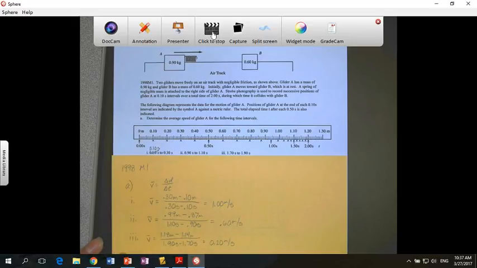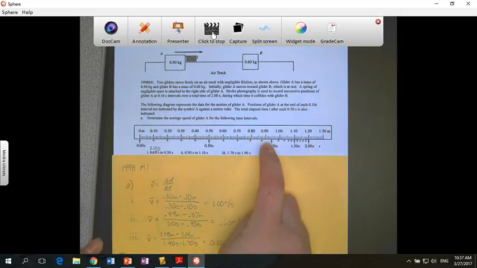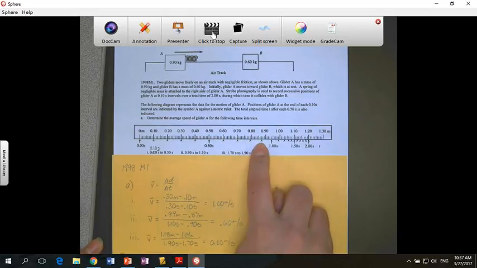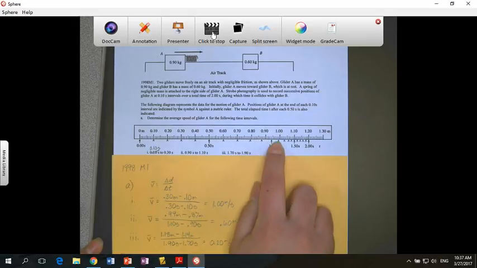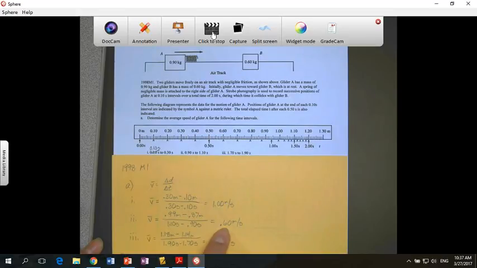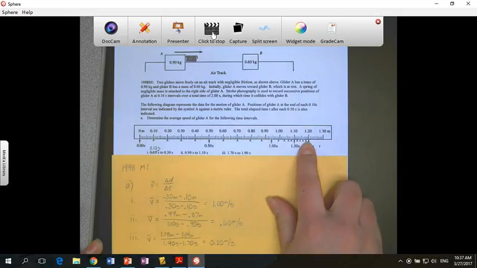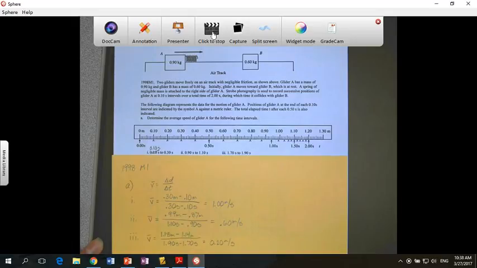For part 2, same idea. At 0.9 seconds, we are at 0.6, 0.7, 0.8, 0.9. We're at 0.87 meters. And at 1.0 seconds, we're at 0.99 meters, for an average speed of 0.60 meters per second. For part 3 of this, we're going from 0.70 right there, which is at 1.14 meters, to 0.90, which is at 1.18 meters, and we get an average speed of 0.20 meters per second.